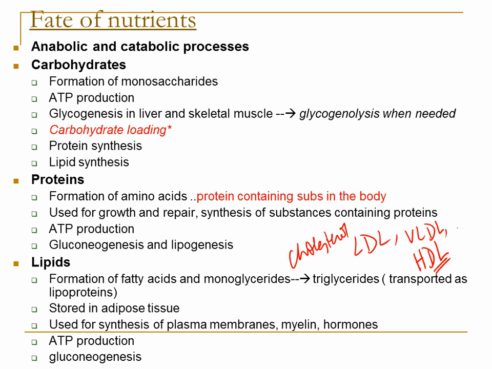Fat is stored in adipose tissue. Now, fat is good because it's needed in your body for making cell membranes. Remember, cell membranes are lipoprotein in nature. Myelin sheath is something which is fatty in nature. Many hormones are steroidal, again need fat, so it's important. Fat is an extremely good source for ATP production. If glucose is not readily available, then the body calls on fat.